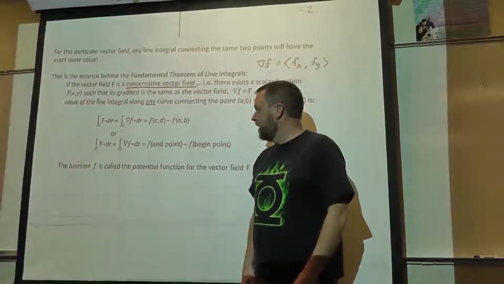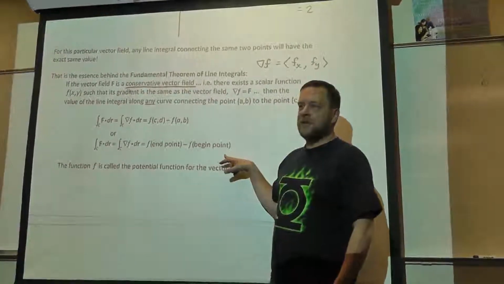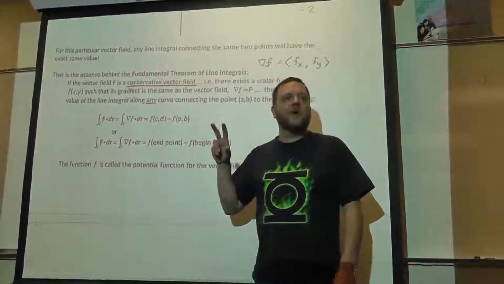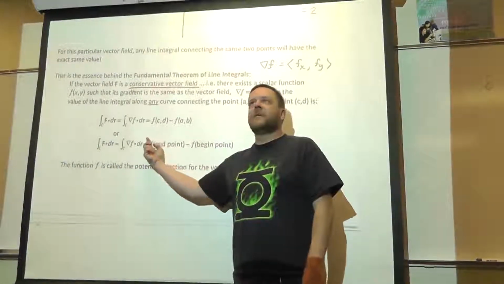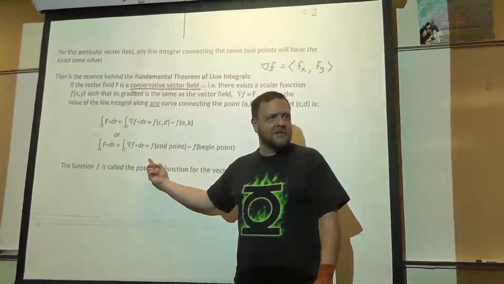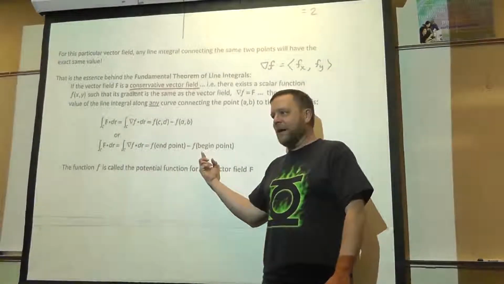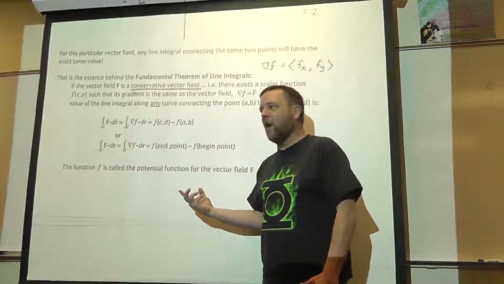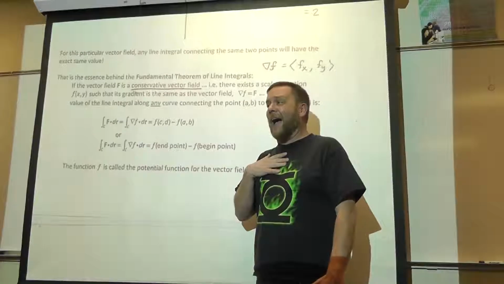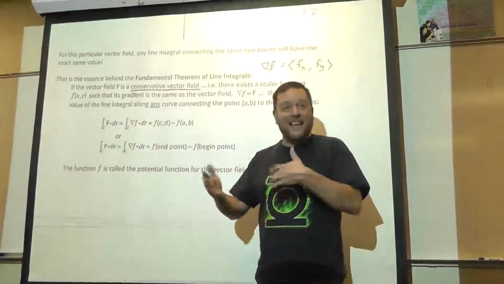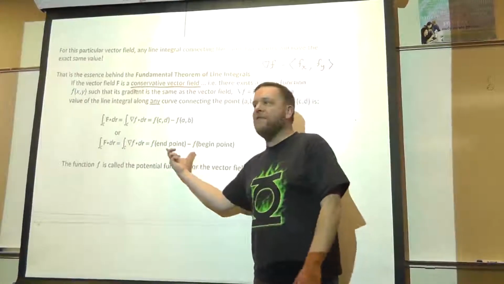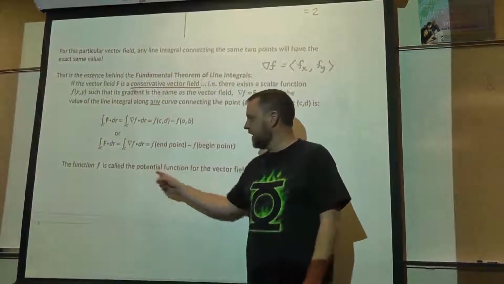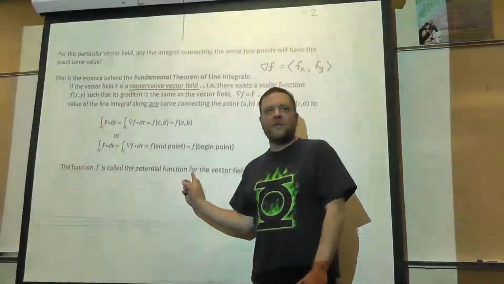Okay? So, there's my version of it. If you know what the two points are in your path, you know what your beginning and end points are, then it's always anti-gradient function of the end point minus anti-gradient function of the beginning point. And it's not really called the anti-gradient, although I like to call it that because it kind of tells you how you get it. You have to sort of do the gradient backwards to find this little f function. The proper name for this function f is the potential function for the vector field.